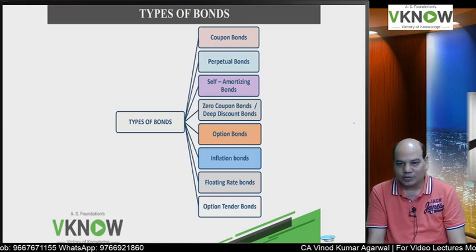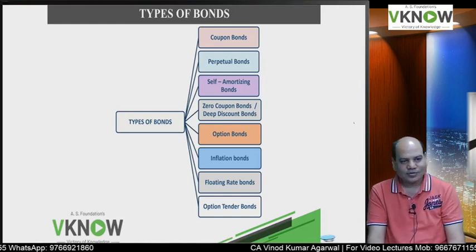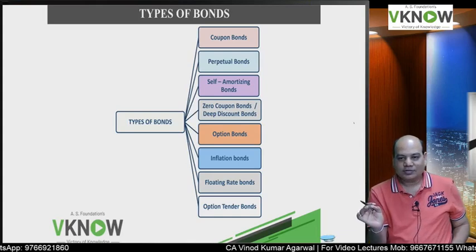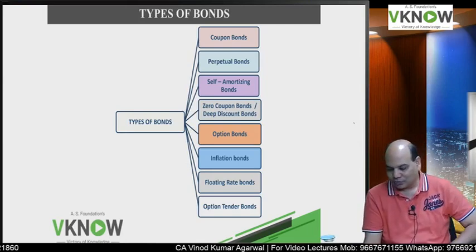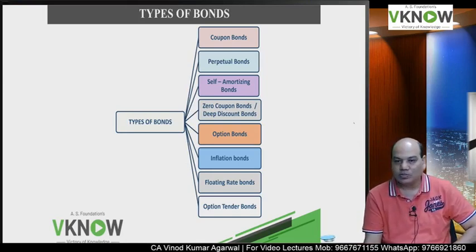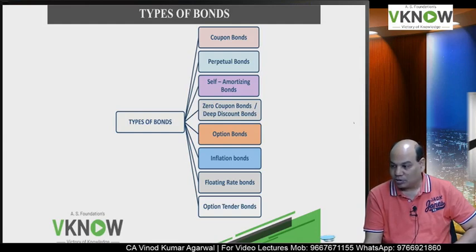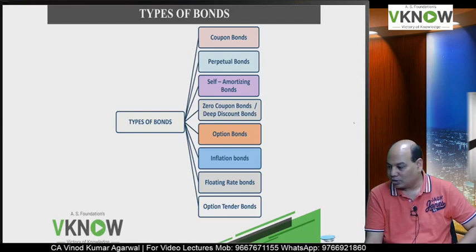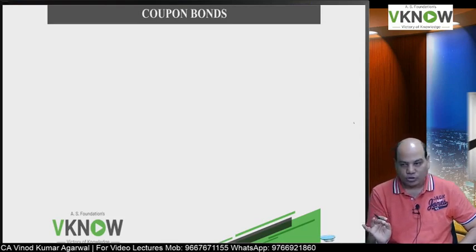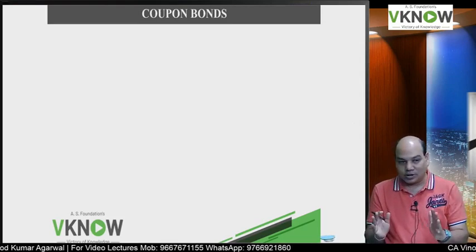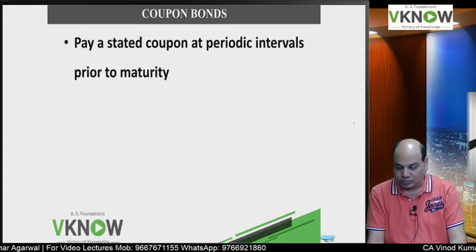There you have learned different types of bond: masala bond, samurai bond, etc. So there are many. But for numerical questions, I have classified the bonds into these categories: coupon bond, perpetual bond, self-amortizing bond, zero coupon bond or deep discount bond, option bond, inflation bond, floating rate bond, option tender bonds. Now we are going to discuss each of them one by one. Be very attentive, because now the time has come to start solving some questions.